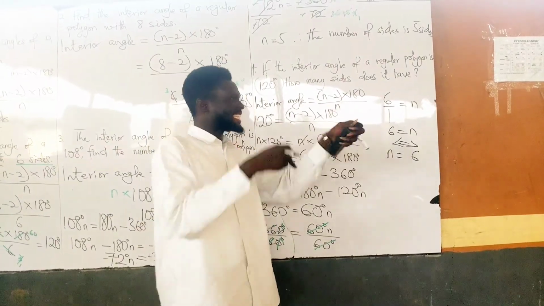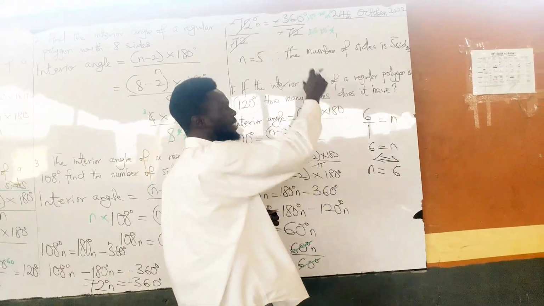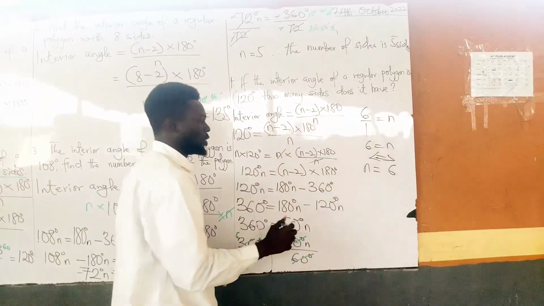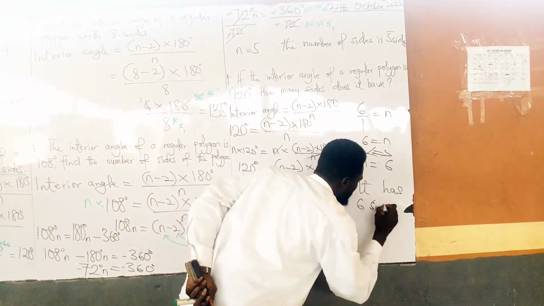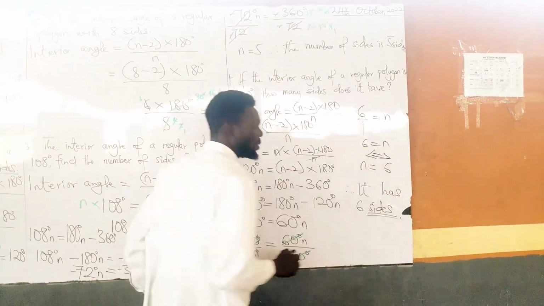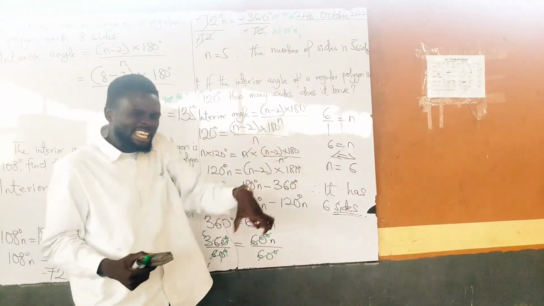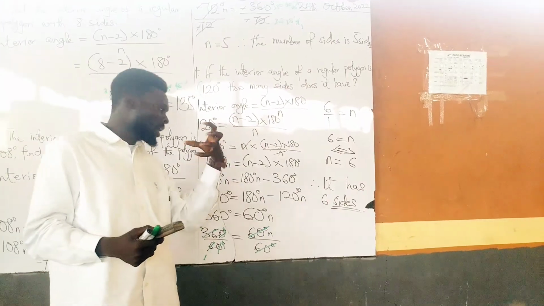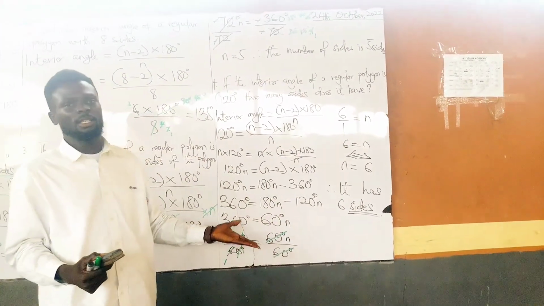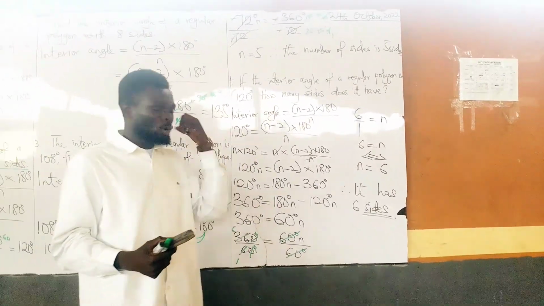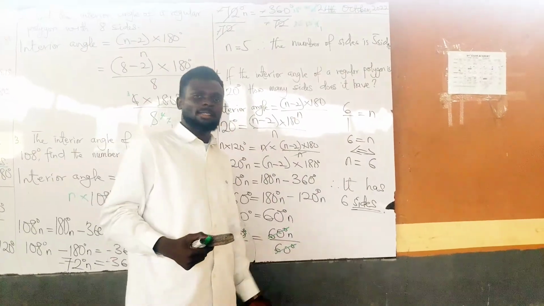And n is the number of sides. And what did the question ask? How many sides does it have? So therefore, it has 6 sides. And we'll be able to calculate the number of sides given the interior angles, as easy as A, B, C, D, where Easy Mathematics will give it to you for you to understand.